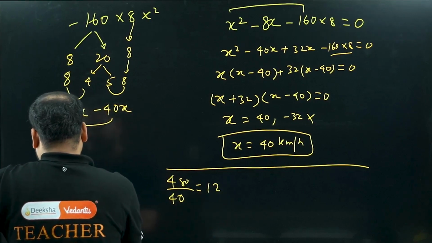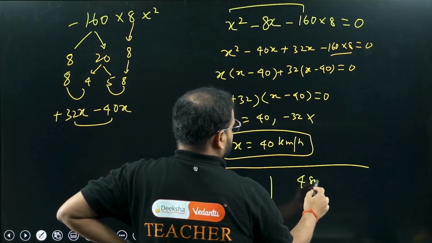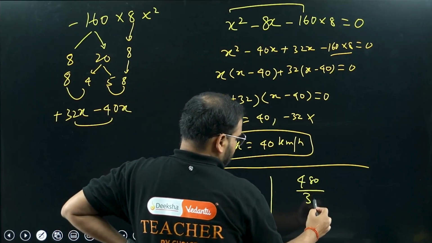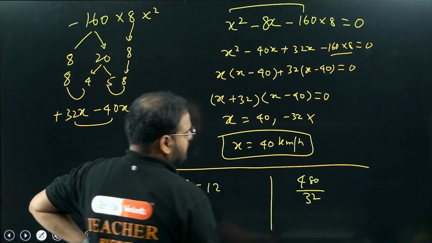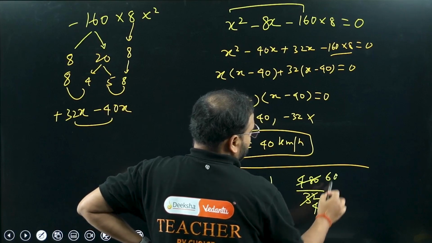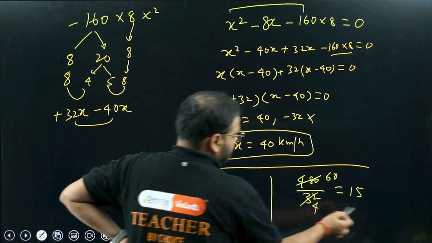Okay, forgive me. Now next, reduce speed. 480 by what? 480 by 32. Okay, so cancel this. 8 4s are 8 6s are. Okay, now cancel this again. 15.